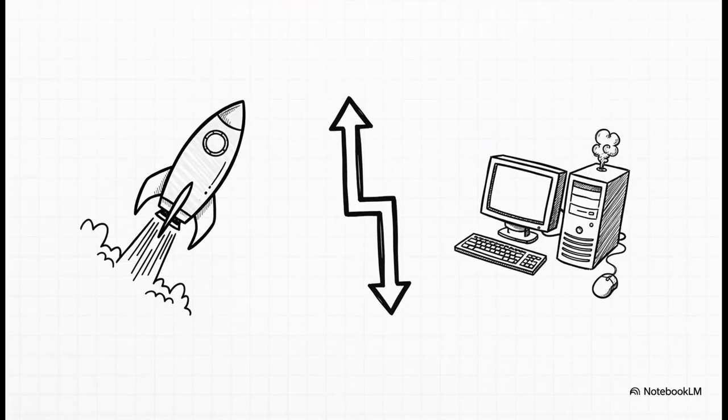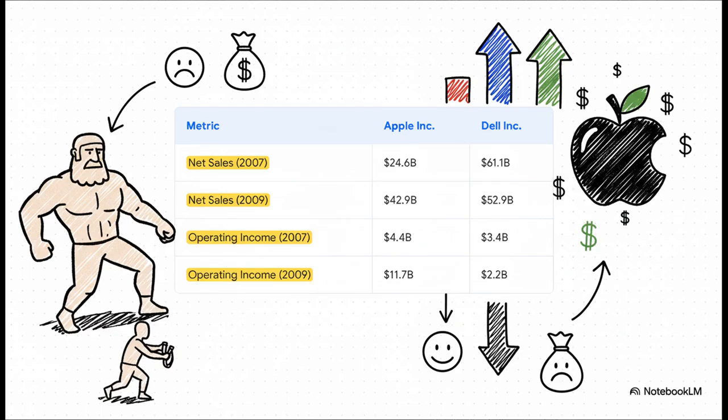Okay, let's jump right in with a real-world mystery. The year is 2009. We've got two titans of the PC industry, Apple and Dell. Now, on the surface, they're in the same business. But if you peek at their financial reports from that time, you'll see they were on completely different planets. So, check this out. In 2007, Dell was the undisputed king, with sales more than double Apple's. But fast forward just 2 years, and whoa, the script has totally flipped.